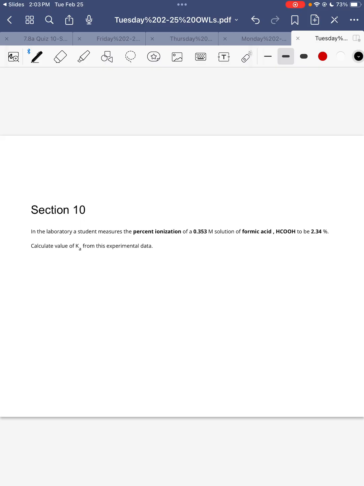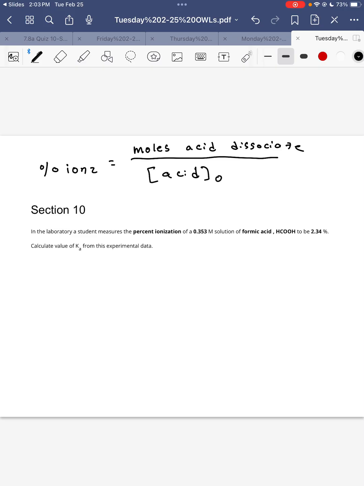Okay, so for this, we need to know our percent ionization formula, which is that percent ionized is equal to the moles of acid that dissociate over the initial molarity of our acid. So that little sub 0 means the initial, times 100% to get us into a percent form. So let's start plugging in values. Our percent ionization is 2.34.